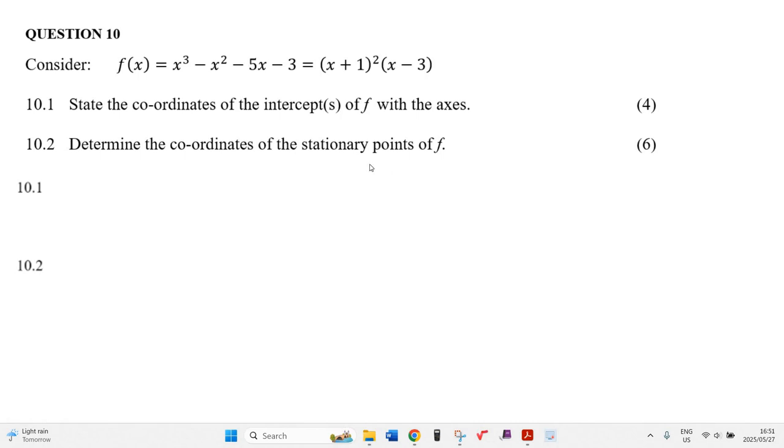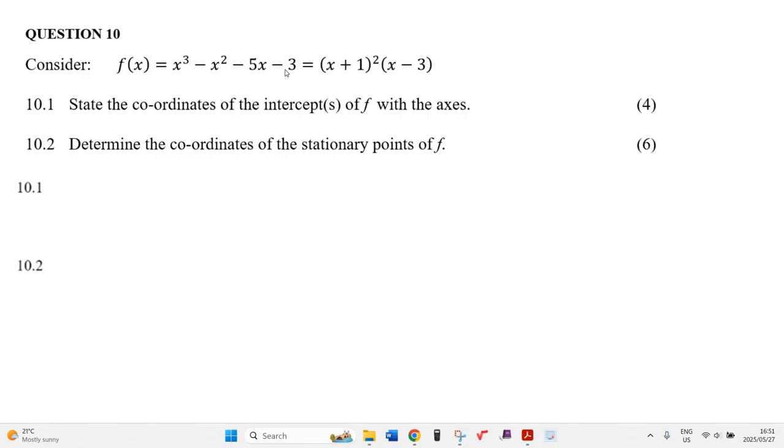Okay, let's try this cubic equation calculus question. It says state the coordinates of the intercepts of this cubic function f with the axes. Well, it's in two forms. This form is great for finding the y-intercept. And this is sometimes called the x-intercept form. It's great for finding the x-intercepts. You just have to be able to read it.